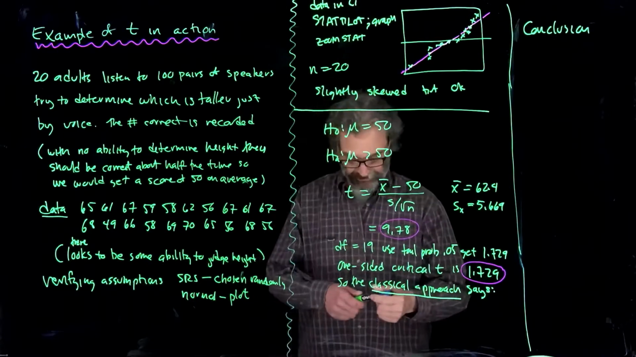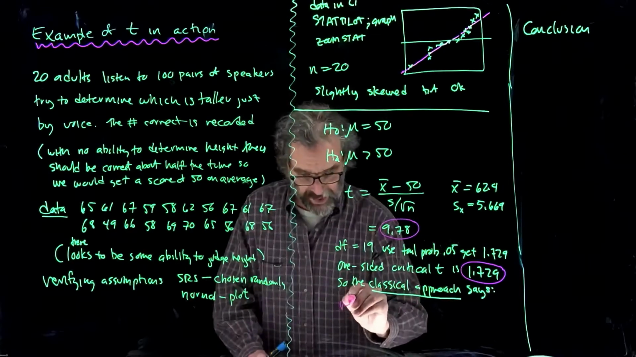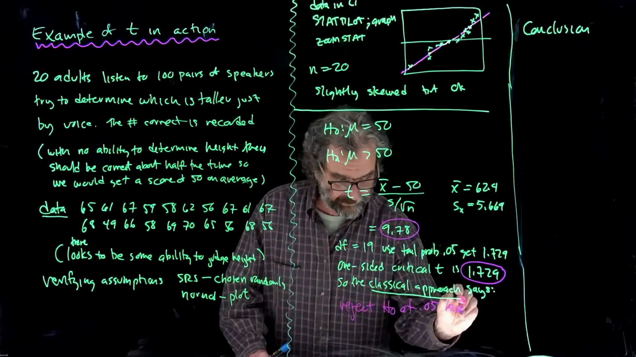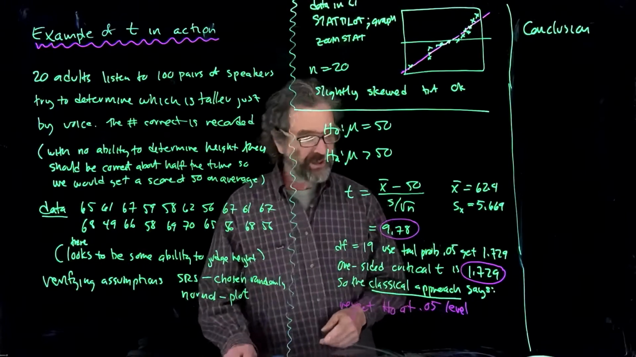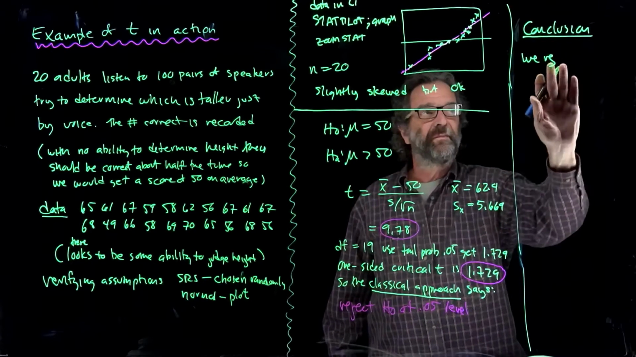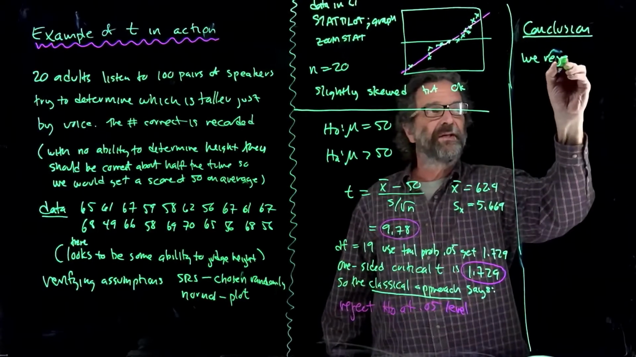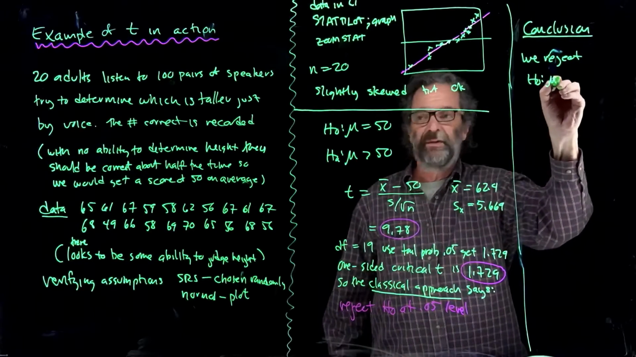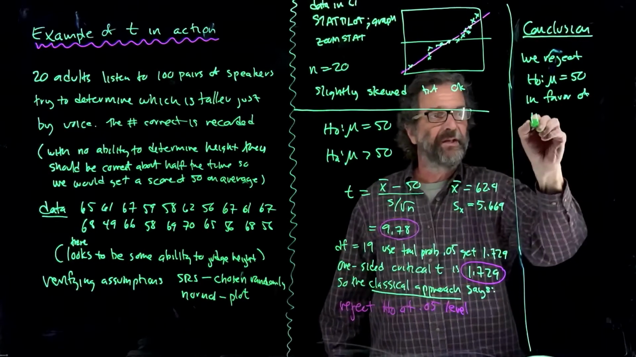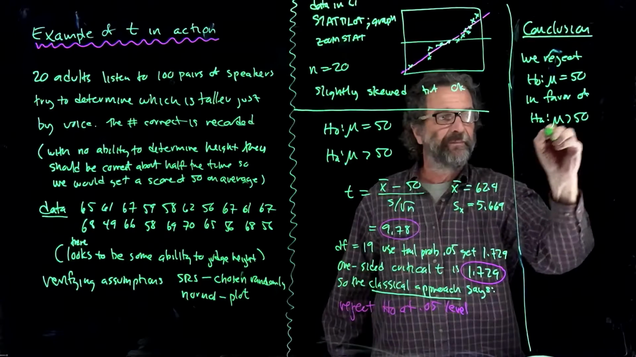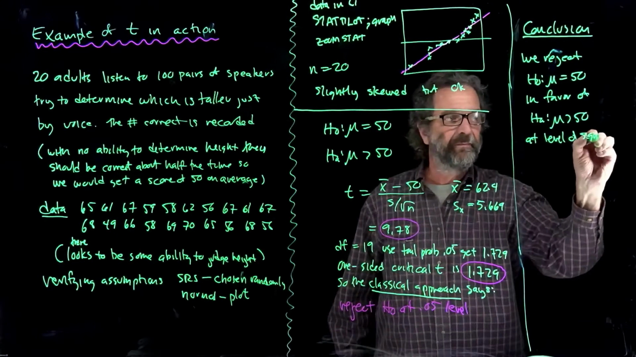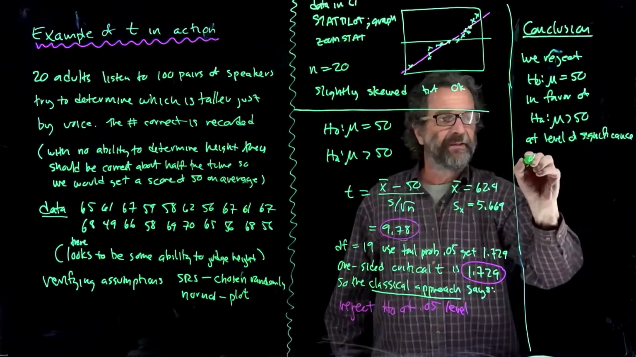I got 9.78. So the classical approach says we're going to reject H0 at the 0.05 level. And the conclusion then would be we reject H0 that mu is 50 in favor of HA, mu is bigger than 50, at level of significance alpha equals 0.05.